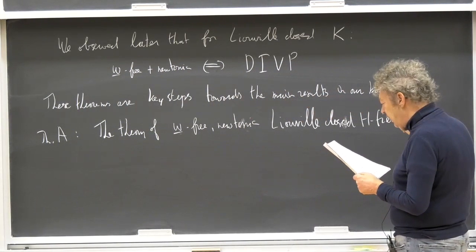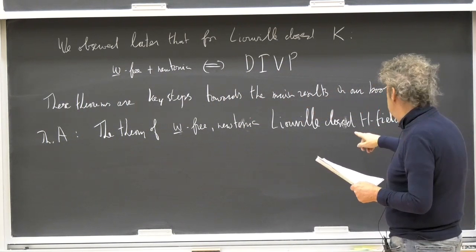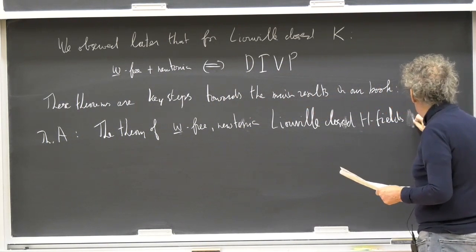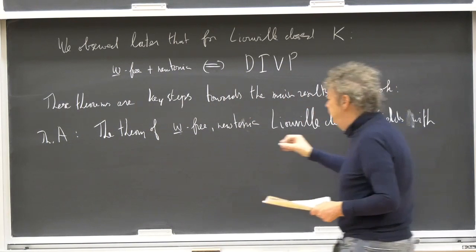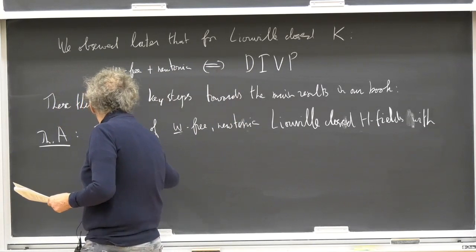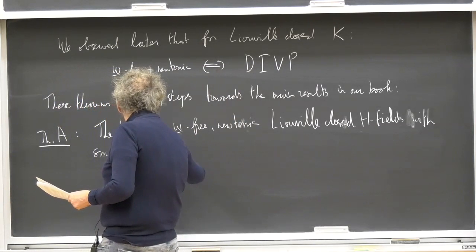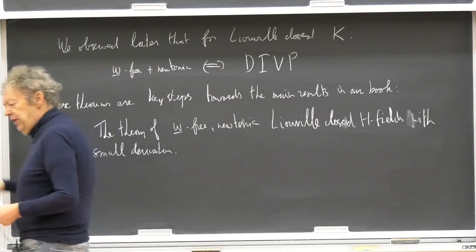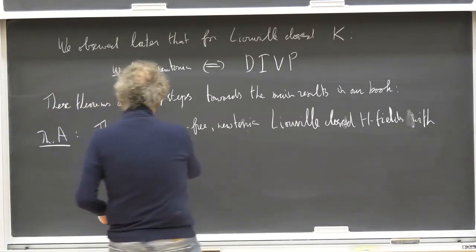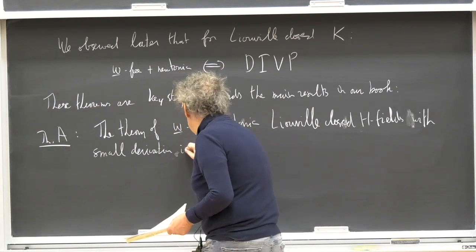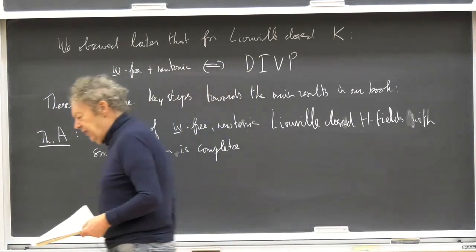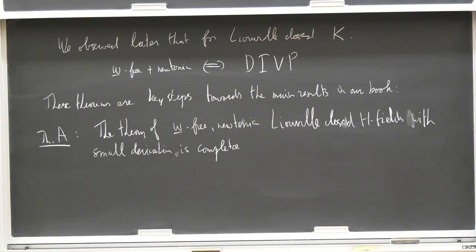With small derivation, I should add that the theory of omega-free Newtonian Liouville closed H-fields is with small derivation. Otherwise, it would not be complete. If it doesn't have small derivation, then that's another complete theory. Only with small derivation is it complete, because small derivation means that the derivative of an infinitesimal is infinitesimal.